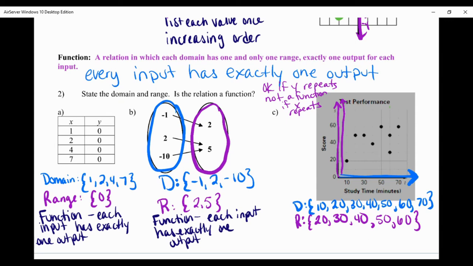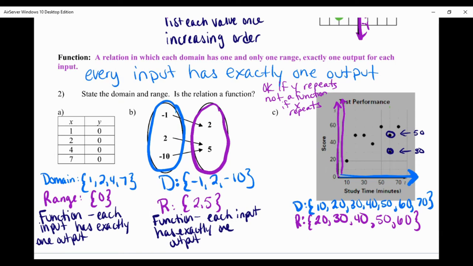So we now want to determine if this relation is a function. Does each input have exactly one output? The answer is no. The input of 60 maps to both 30 and 50.